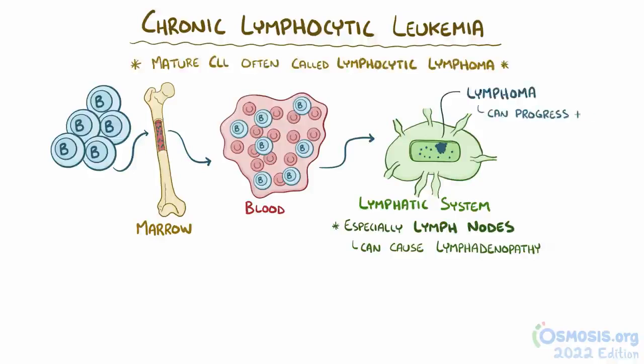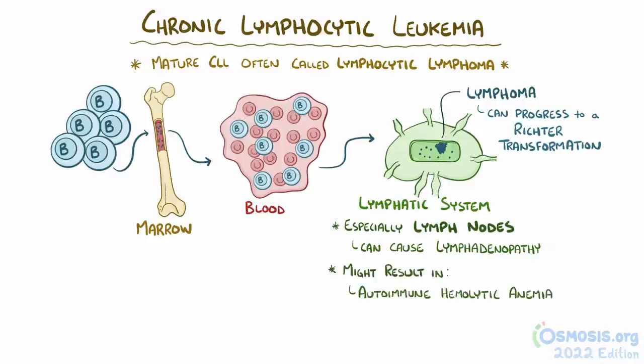Further progression might take the form of a Richter transformation, where those small, pretty harmless lymphomas collect into sizable masses that damage the body. And because B cells normally work in the immune system, the reduced or adverse functioning of CLL cells might result in autoimmune hemolytic anemia, where the cells attack the body's own red blood cells and kill them off. Or hypogammaglobulinemia, where the cells don't produce enough gamma globulins.